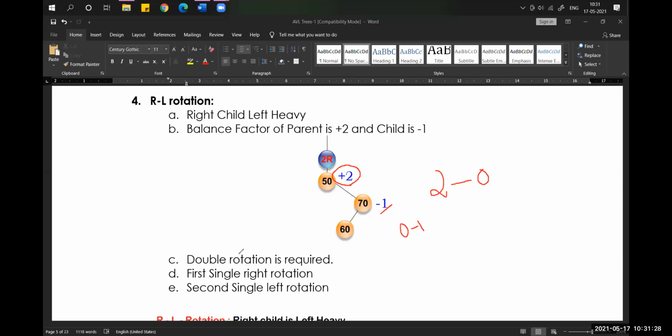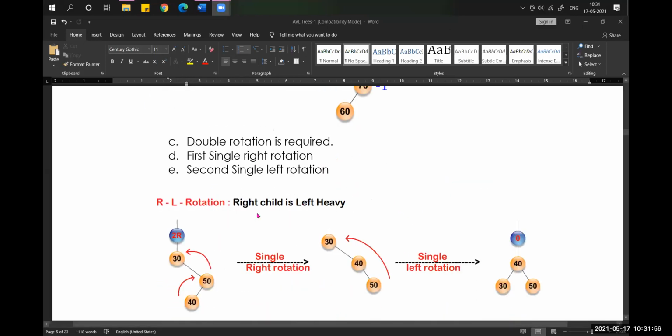How to make it balanced? We have to do double rotation. Double rotation means two times we have to rotate. How to rotate? First, which side do we have to rotate? Right side we have to rotate. Next, which side do we have to rotate? Left side. That's why it is an RL rotation. Let's see the example.